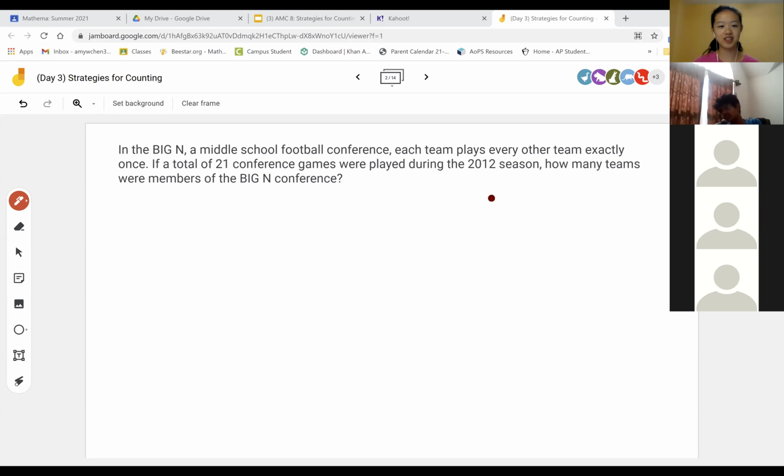By the way, anyone can just write on the board if you have an answer. Let me just say something. This question is actually working a little bit backwards. Previously, we asked how many games are played with N teams, but this question is asking how many teams there are given a number of games. So you do have to work a little bit backwards.